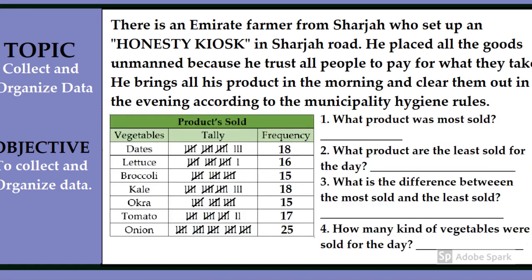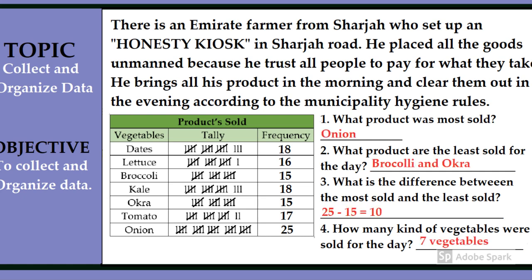From the frequency table, we can answer all the following questions. Let us answer the questions one by one. What product was sold most? Look at the frequency table. Which one has the most number? So, we can answer it. The onion was the product that was sold most, right?